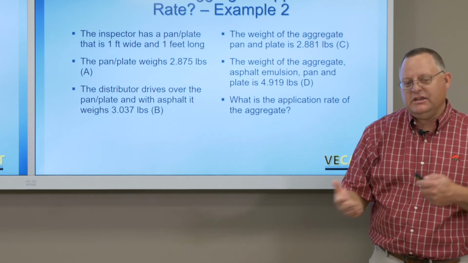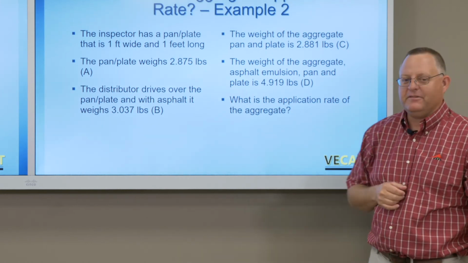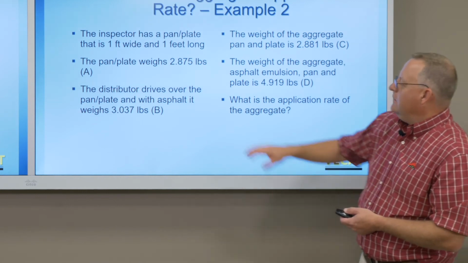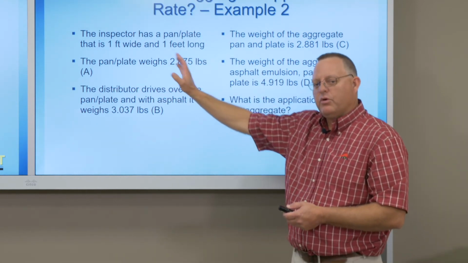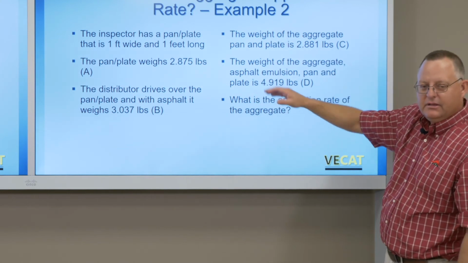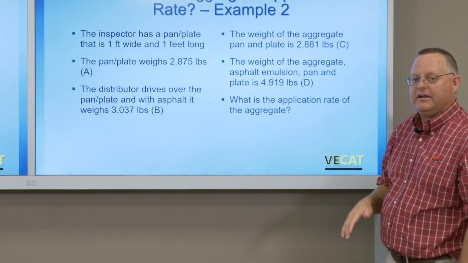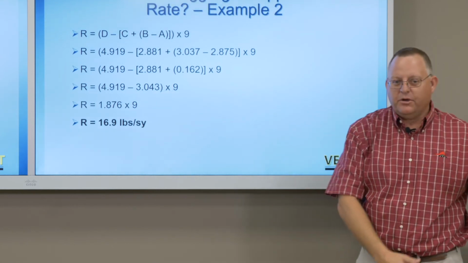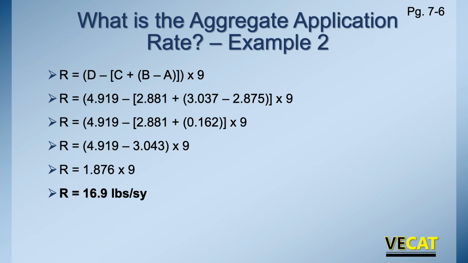So looking back at that sheet, we can complete it again to calculate the application rate for the aggregate. So what are we doing? We're taking the asphalt and we're needing to subtract it out from the aggregate to just specifically look at the aggregate weight itself. So let's go back to the bottom part of that sheet. D, that's that pan or plate with the asphalt and the aggregate in it. That was 4.919 pounds. C is that same plate without any asphalt or emulsion in it, and that was 2.881. And then B was that first plate with emulsion on it. A was that same plate before we applied any emulsion.